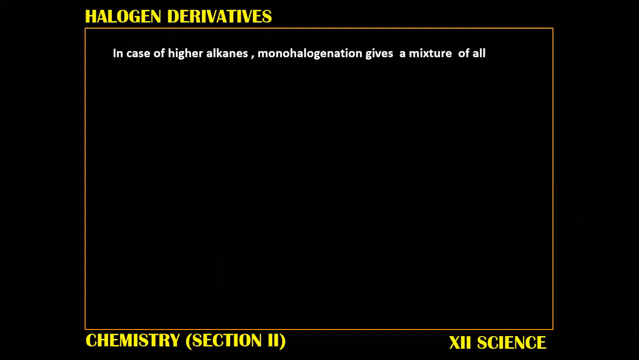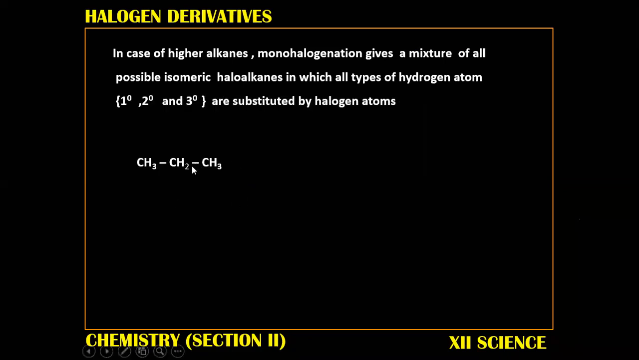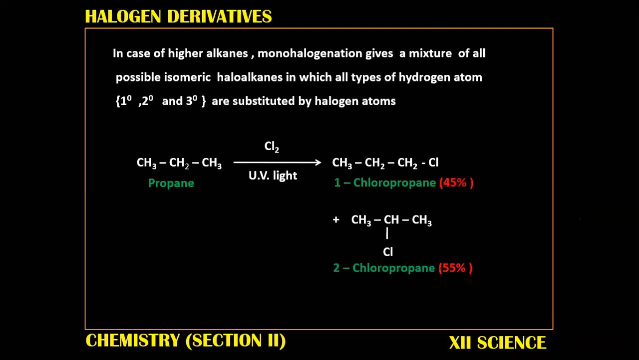Again, there is a further note in this part only. For methane and ethane, no problem. But if there are higher alkanes like propane, butane, pentane, hexane, then we get a variety of products on monochlorination. For example, in propane, there are 2 types of carbon. This is primary, but the middle one is secondary. So when propane undergoes chlorination, we get 2 products. If primary hydrogen gets replaced, we get 1-chloropropane. If secondary hydrogen gets replaced, we get 2-chloropropane.